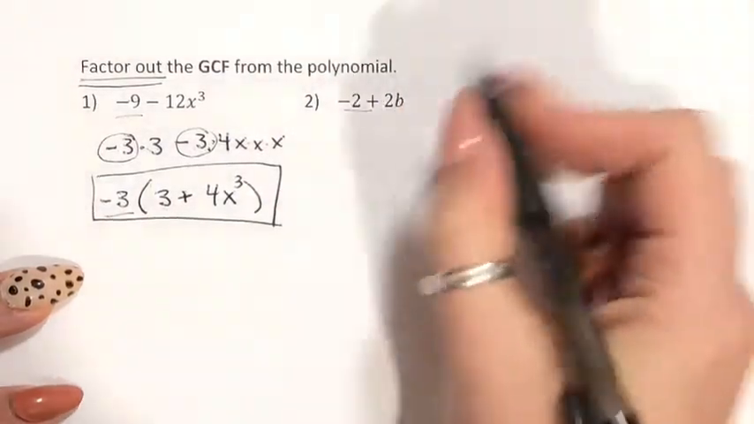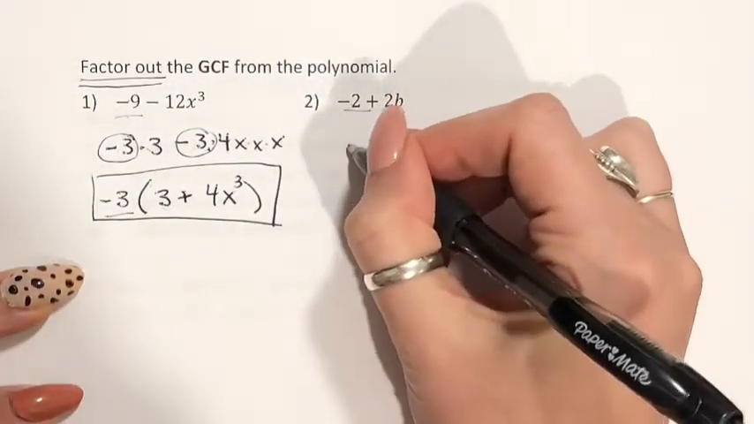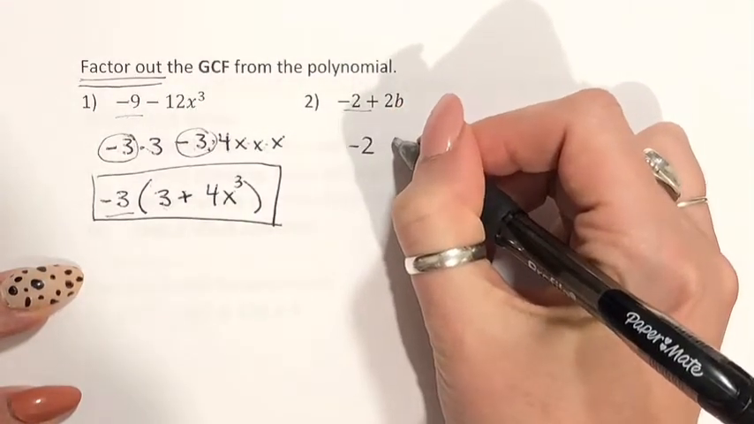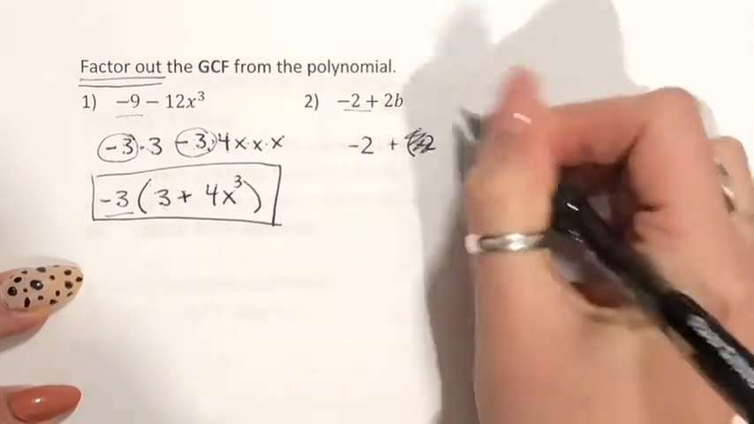Okay, let's do this again. So we have negative 2 plus 2b. Well, 2 is prime, so we can't break that down anymore. So it's just going to be negative 2, and then plus, sorry, plus a 2b.